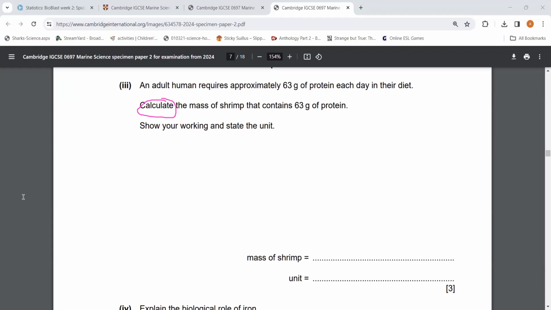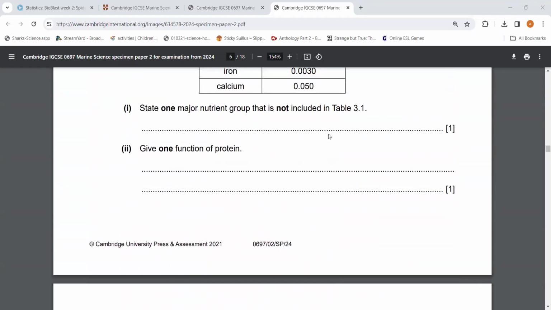So, absolutely use a calculator. Use a scientific calculator. Take it into your exam. If it says show your working, especially show your working, because this is 3 marks. It's not just for the calculation, it's for the correct calculation, the correct unit, and showing your working as well. It's also handy to show your working because sometimes you will get marks just for getting the first step right, even if you get the final calculation wrong or you don't quite get there. So, first of all, I'm going to think about what I'm doing. Calculate the mass of shrimp that contains 63 grams of protein.